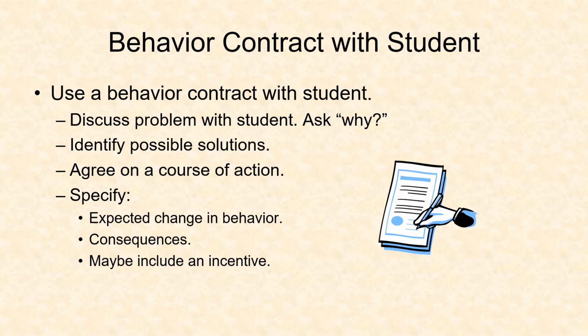And then with the student, agree on a course of action. In that process, specify here is specifically the expected change in behavior. Point out some consequences if they do not comply with this. And also maybe include some type of an incentive, some type of positive reinforcement, something that they can look forward to, to get rewards along the way if they are following the terms of that behavioral contract.